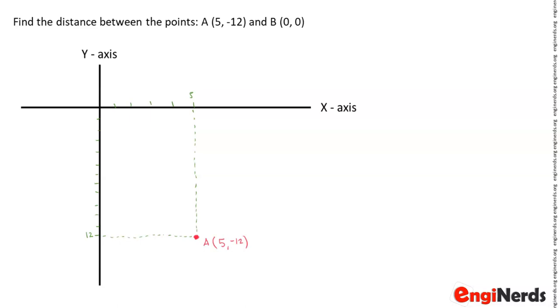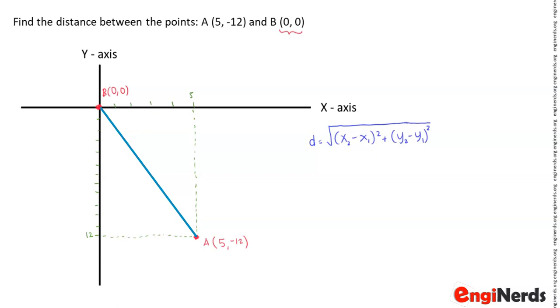Okay? Ito namang ating point B is located in 0 and 0, no? That means it is located dito sa origin. So this is our point B, which is 0 and 0. Okay, so ito naman yung distance between the points na kailangan nating i-measure. So in order to do that, we need to use the distance formula, no? So again, ang distance formula is equal to the square root of x2 minus x1 squared plus y2 minus y1 squared.